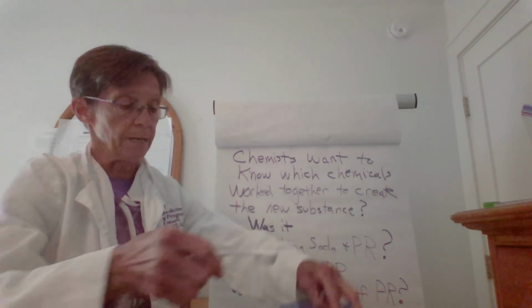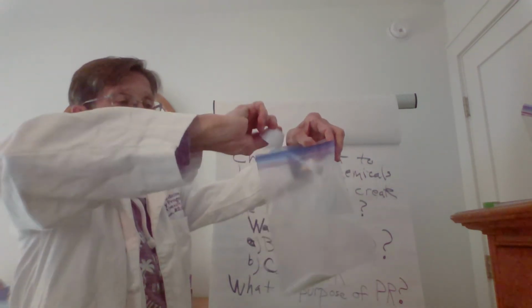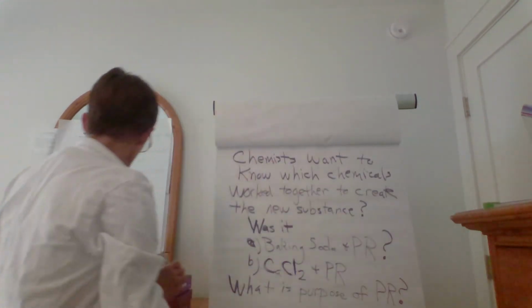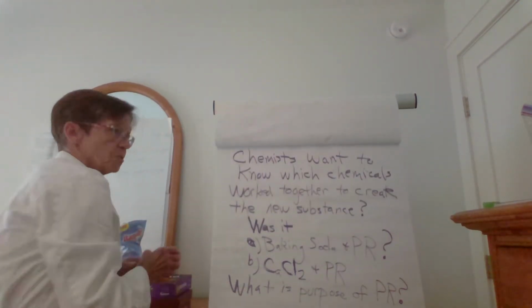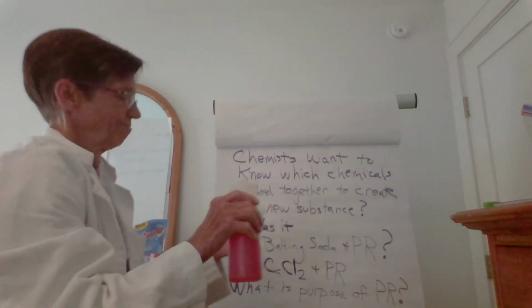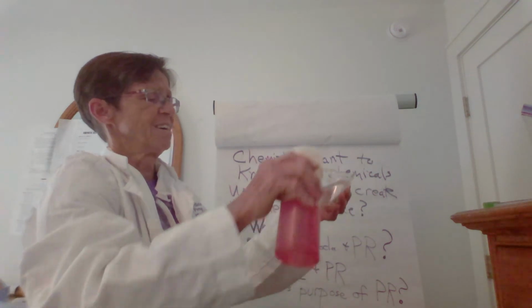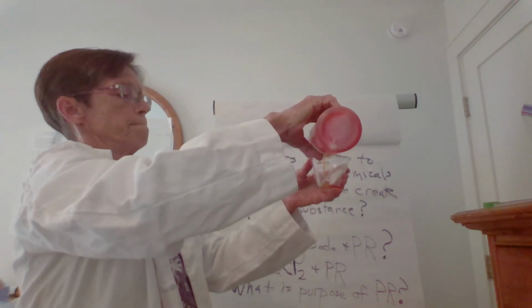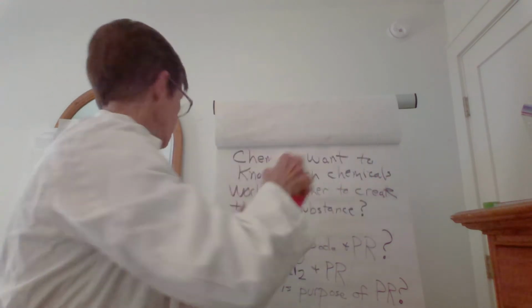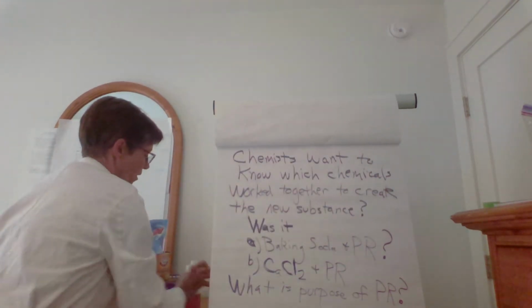So there's my baking soda. I'm going to put my baking soda. It said 1 teaspoon of that in there, okay? I got that. I'm going to measure out 10 milliliters of the phenol red because it says phenol red. There. Going to get another vial.